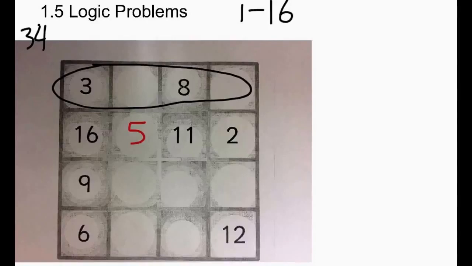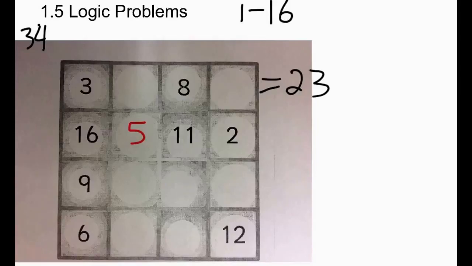So 34 minus 3 minus 8 gives us 23. That means the 2 unknown numbers add up to 23. You might wonder how we're going to know that, but remember, each number only goes from 1 to 16. So what numbers could go in there that add up to 23? We already have 16 on the board, so 16 can't be used again.